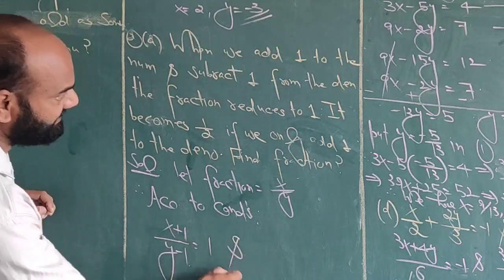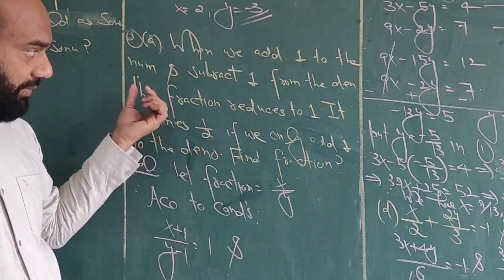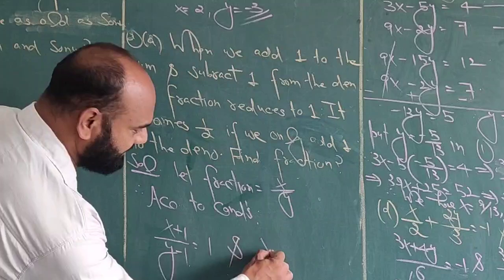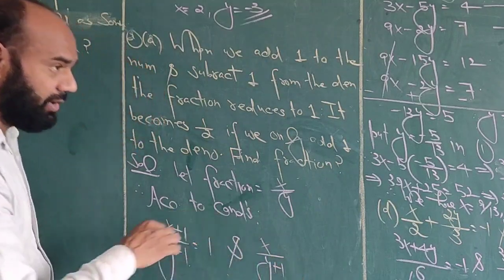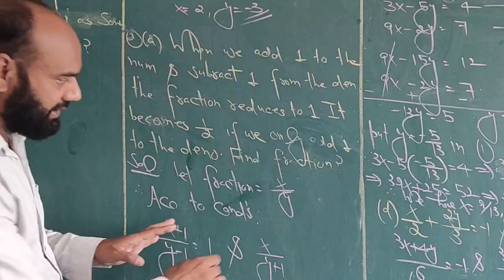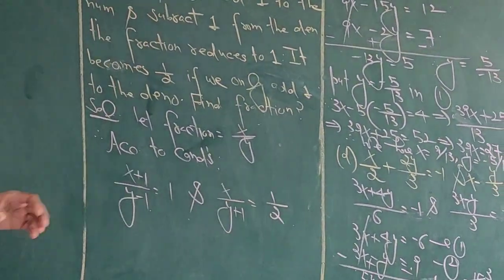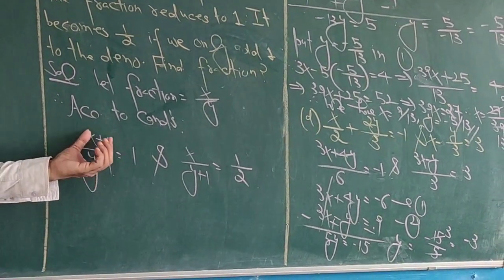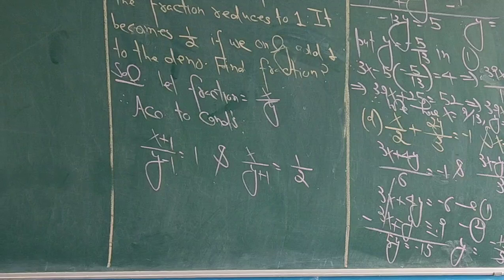And the second condition: this fraction is also equal to 1 by 2 when we only add 1 in the denominator. This is the fraction x upon y, and when we add 1 only in the denominator, then this fraction is reduced to 1 by 2. Then find the fraction. Now first of all, we solve these two equations and convert them into standard form.